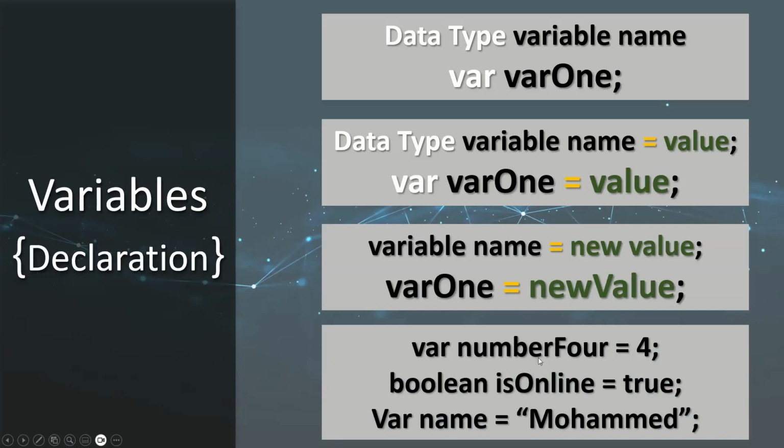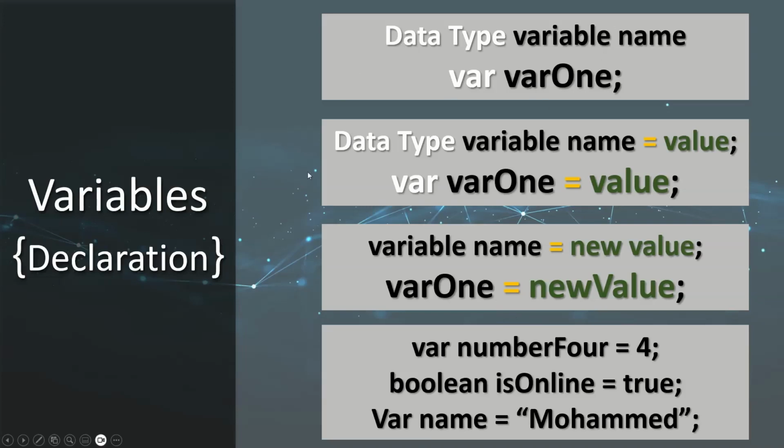And here is a full example of how it looks like in reality. Var number 4, I give it the value of 4. Boolean logical is online, to check if the user is online or offline, true or false. Variable name Muhammad, because this here is now a string. So that's how the variables declaration looks like.